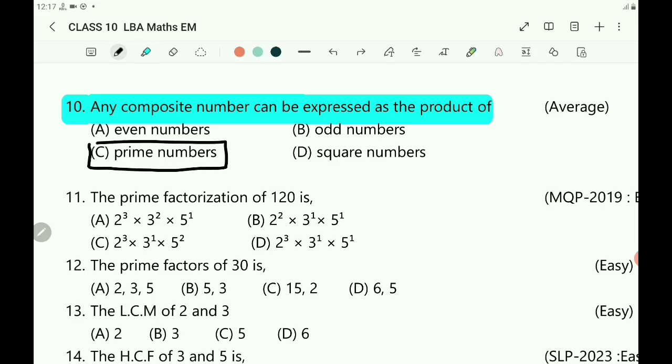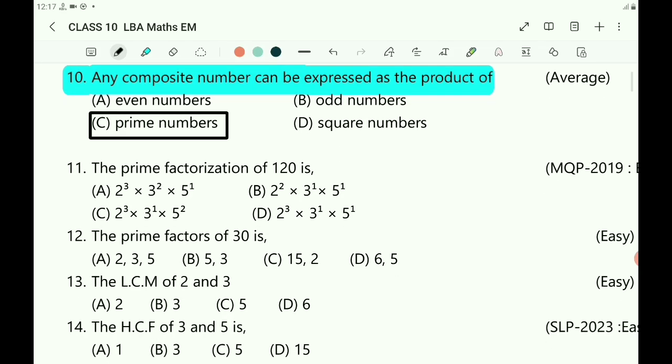Option C, prime numbers. Every composite number can be expressed as the product of prime numbers. Any composite number can be expressed as the product of prime numbers. Then you take question number 11. The prime factorization of 120.